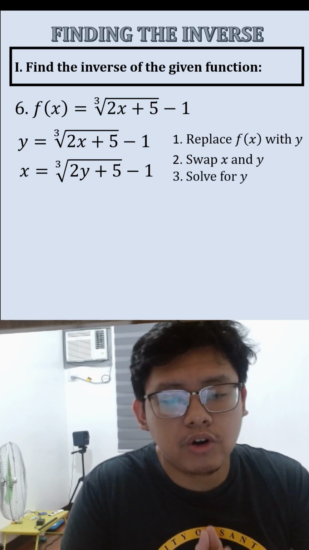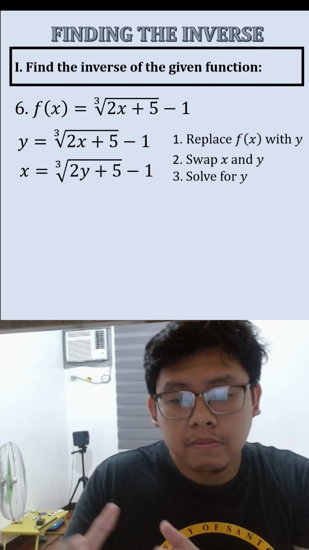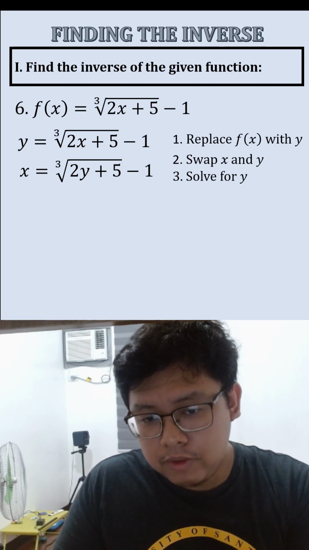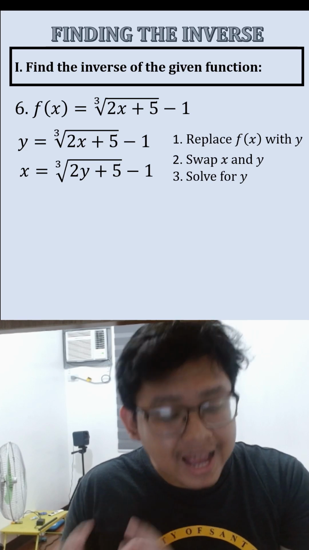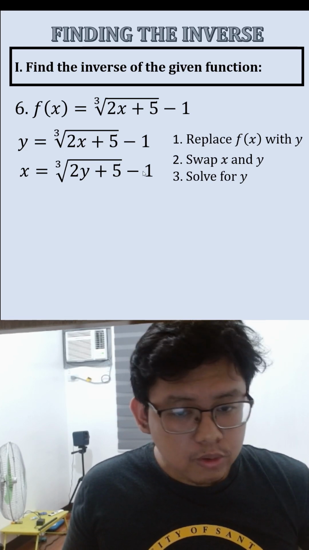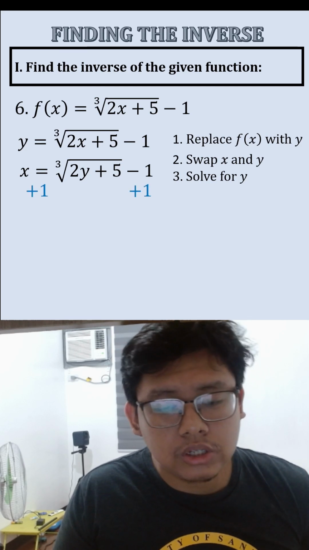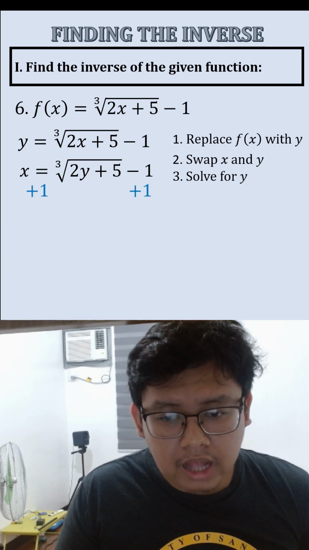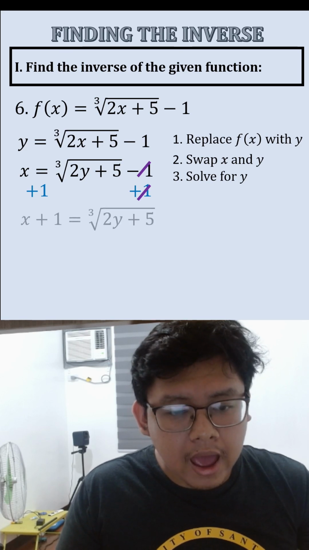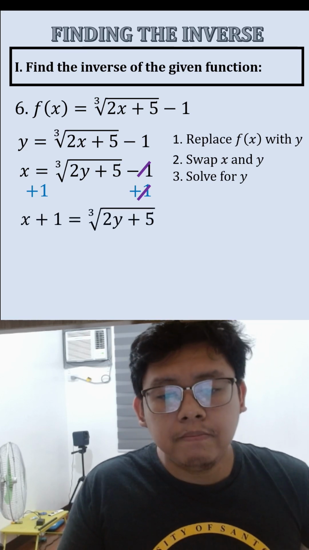So, we isolate the variable y by removing all the terms, numbers, beside it. So we focus on the one outside our radical symbol, which is negative 1. So we remove negative 1 by adding both sides by 1. So we add both sides by 1. We have x plus 1 is equal to the cube root of 2y plus 5.